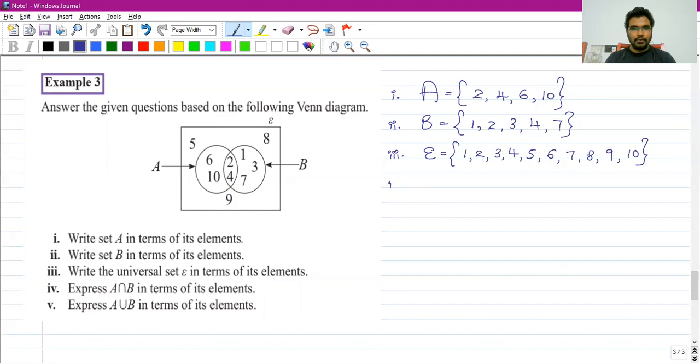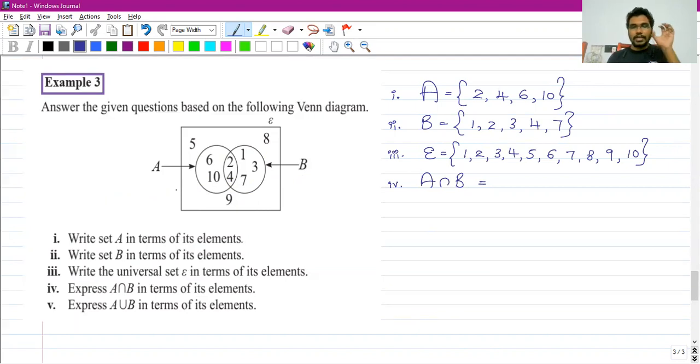Next one, question number 4. Express A intersection B in terms of its elements. What I have told you is that A intersection B means the common elements of set A as well as set B. You can use this one or you can use this Venn diagram. Shall we do it using both of these so we can confirm whether the answer is correct or wrong? First of all, shall we do it using this Venn diagram?